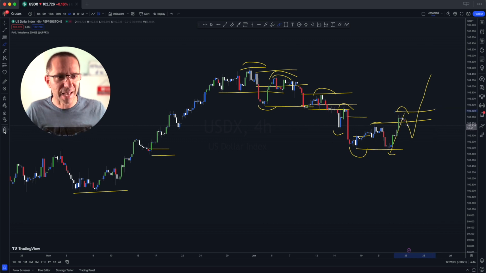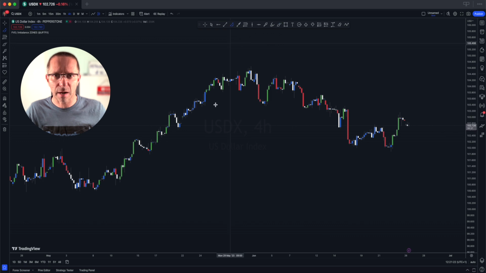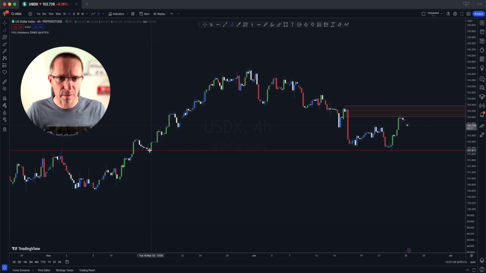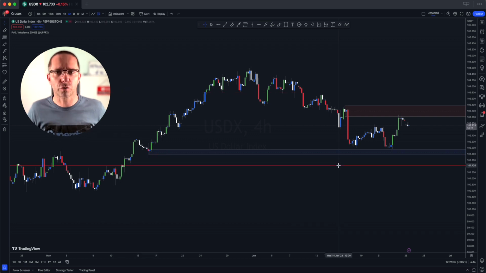So let's just take all this off the chart quickly. Let's mark out our areas of supply and demand. We only need to mark off, again, two zones. So you want one area of supply above price and an area of demand below price. That's all you need currently on the market. You need to simplify your trading.